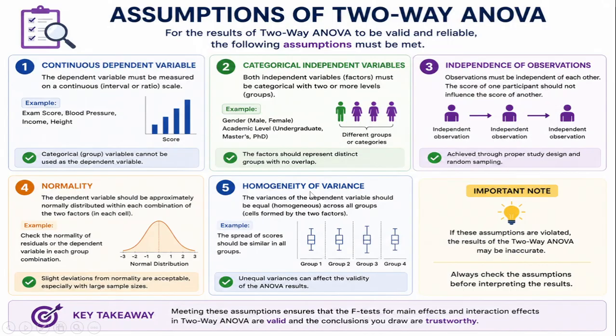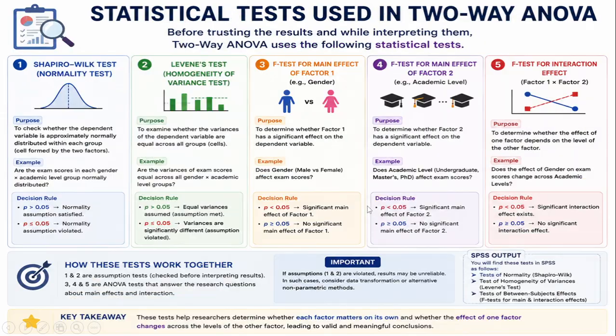And then we also have homogeneity of variance. When we say homogeneity of variance, we take the two categories and check that their variances are approximately equal. For example, we take the variance of the scores of males and then the variance of the scores of females. They should be approximately the same. And note one important thing: if these assumptions are violated, then your two-way ANOVA results may not be accurate.